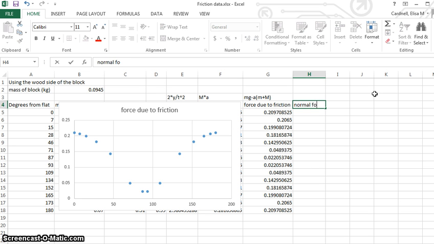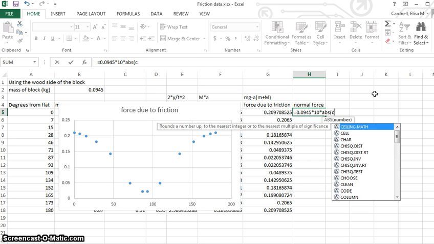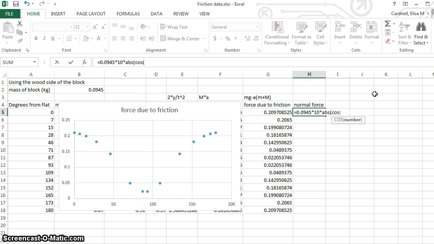So I'm going to calculate the normal force. All right, and that's going to equal the mass of the block, which is 0.0945 times g, which is, let's call it 10 for consistency's sake, and then times the cosine. Actually, I want the absolute value of the cosine, because once I get past 90 degrees, I'll end up with a negative cosine, but I want to keep it positive for the sake of the graph. So I want the absolute value of the cosine of my angle.